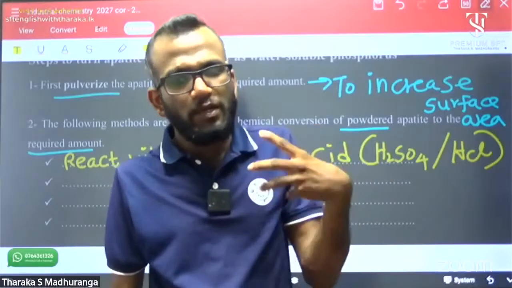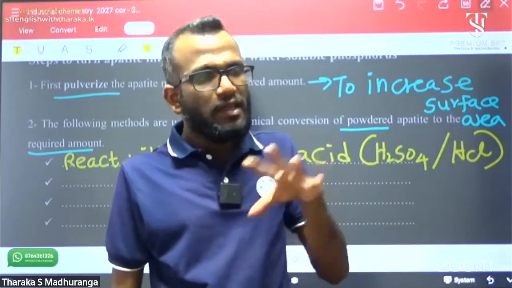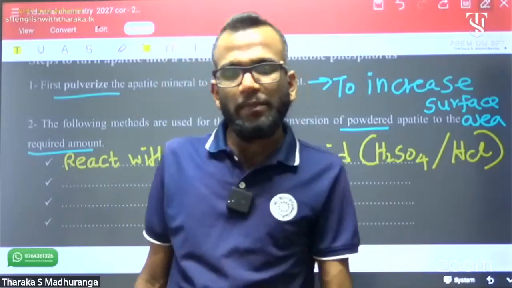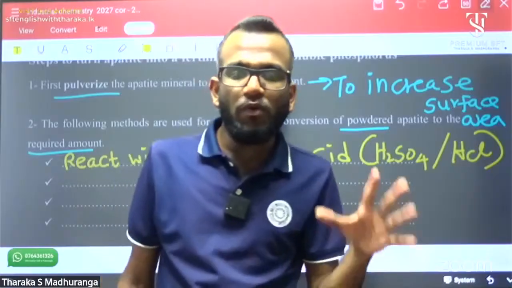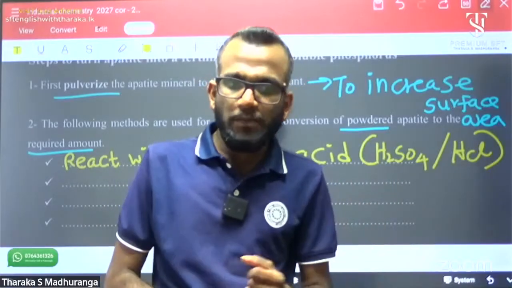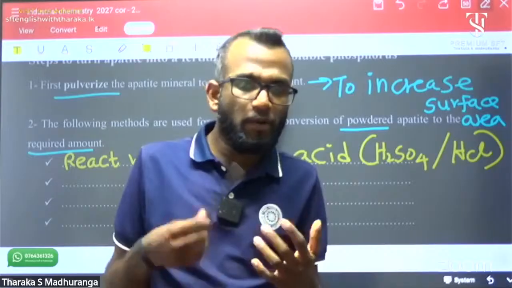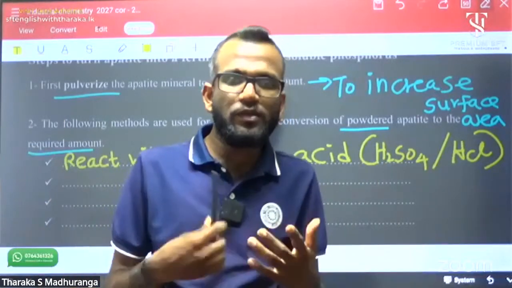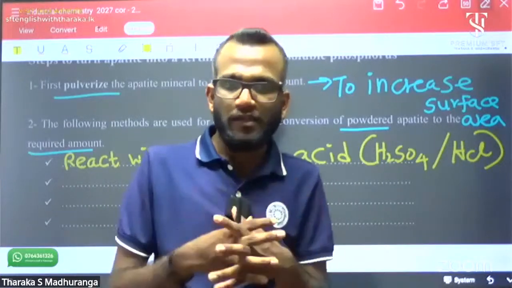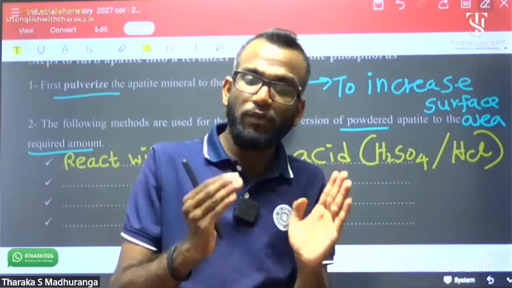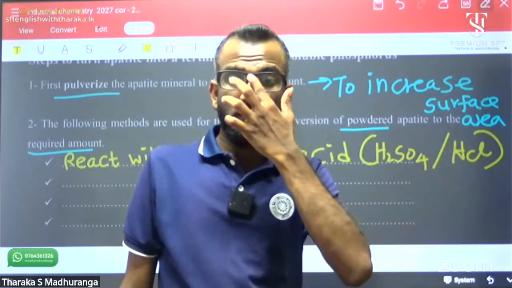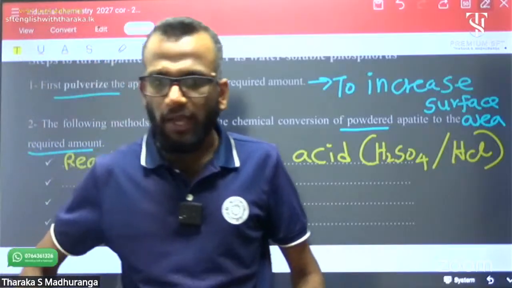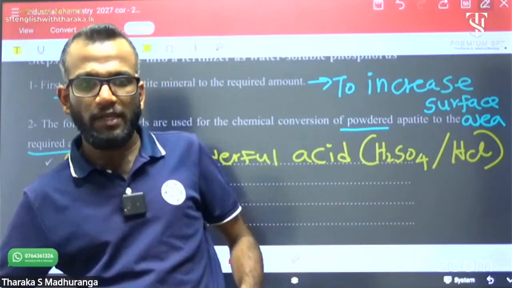Then why can't we produce it normally in Sri Lanka? This superphosphate production from apatite mineral is very low, a very small amount. Normally, we import phosphate fertilizer to Sri Lanka. What's the reason? In Sri Lanka, we don't have any acid production industry. We don't have any acid production industries, right?